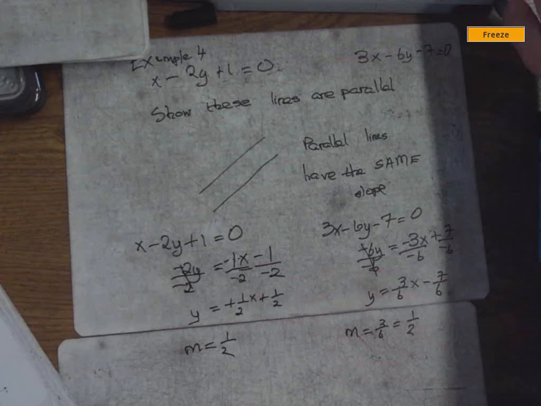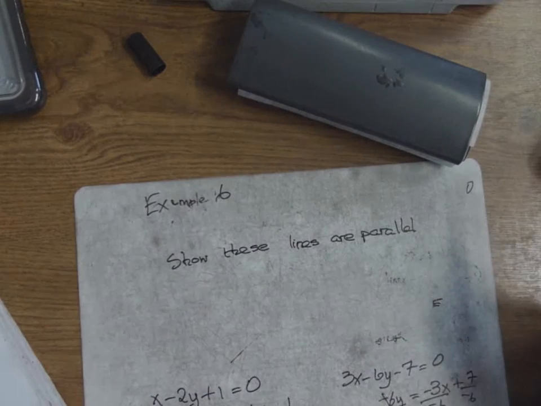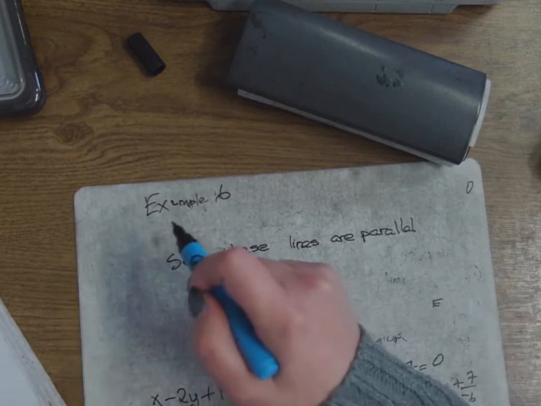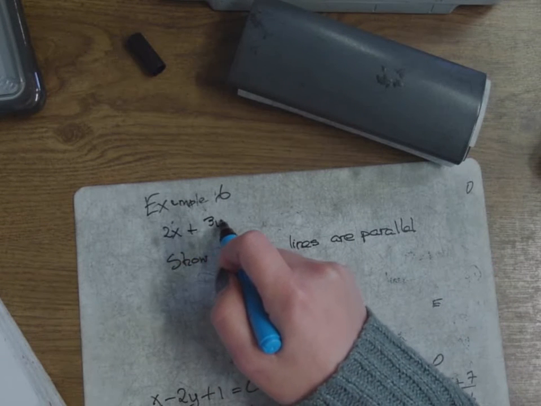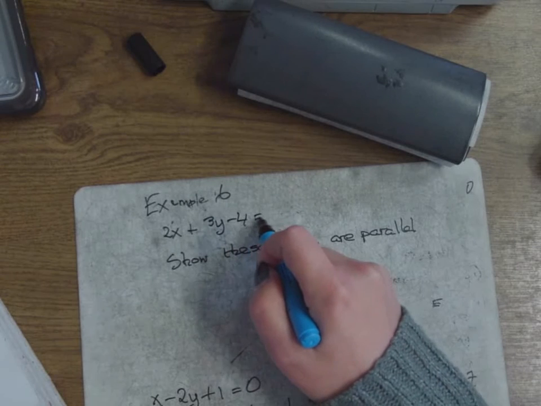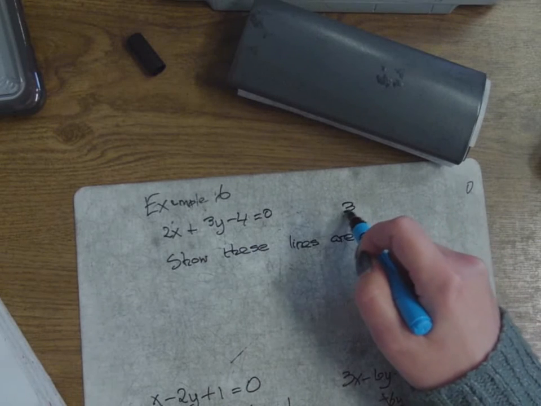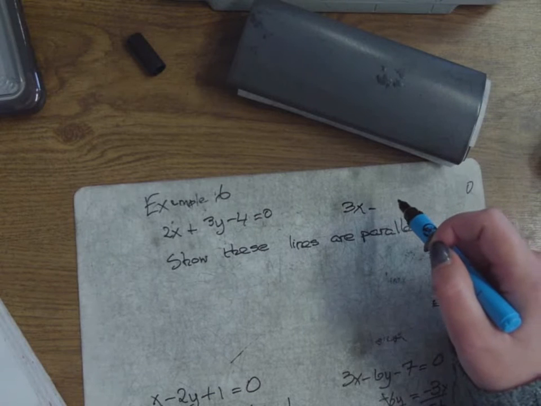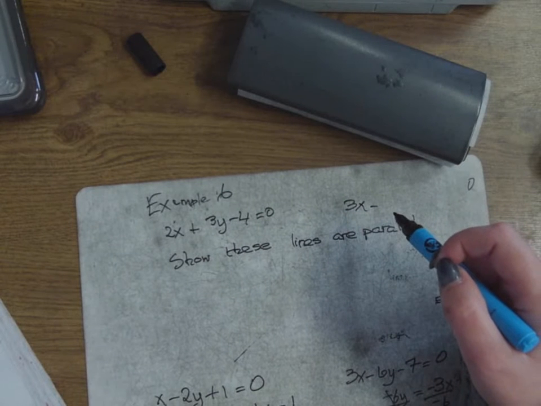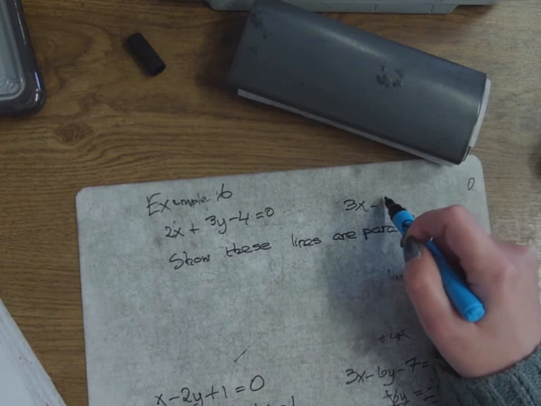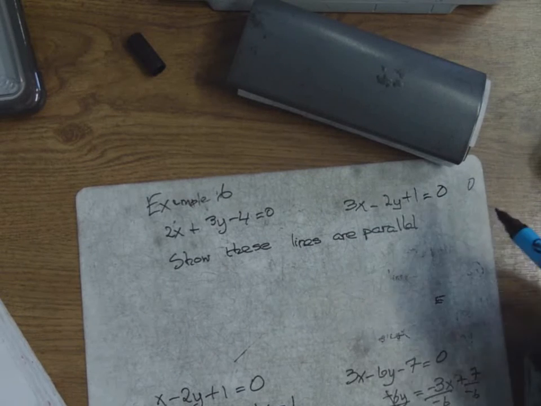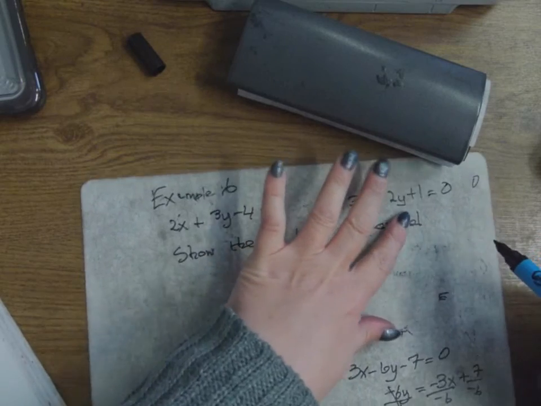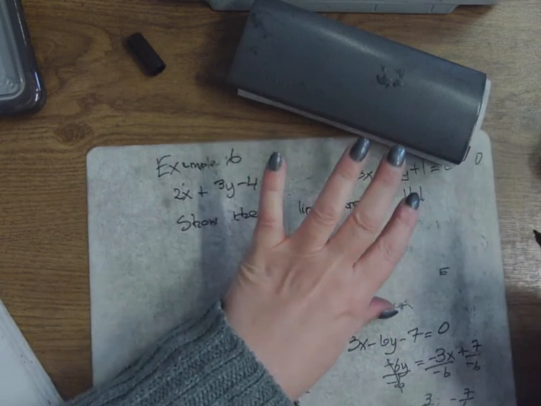Right, are we good? Example six. So here I have two lines: 2x plus 3y minus 4 equals 0, and the other line is 3x minus 2y plus 1 equals 0. And this time, the question is, show these lines are perpendicular.